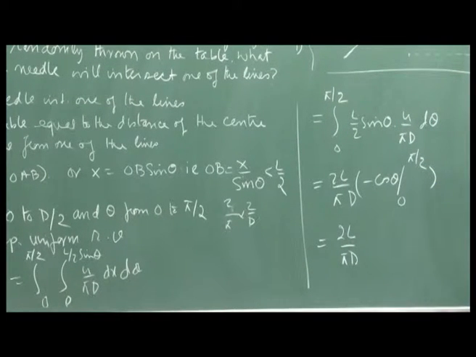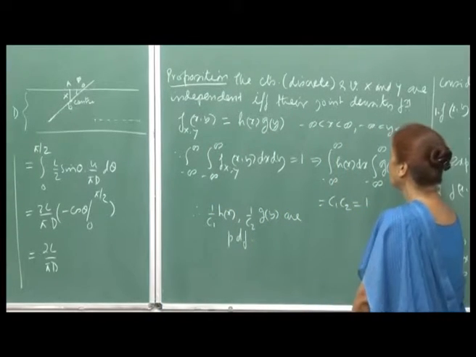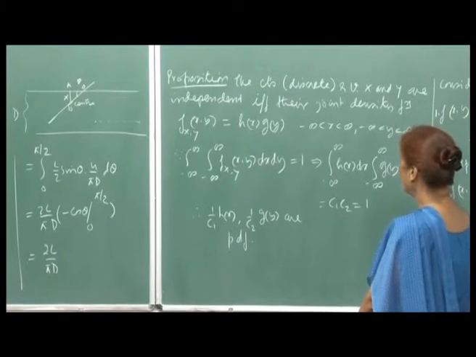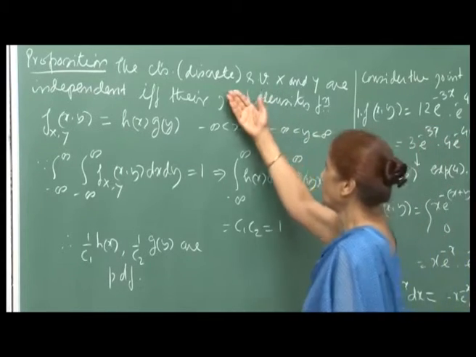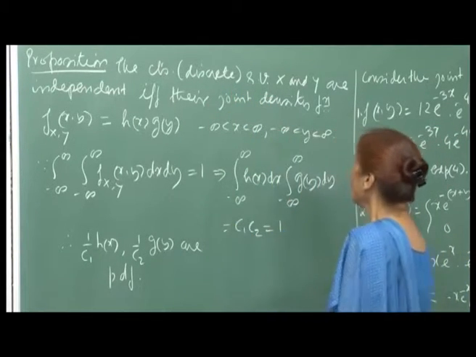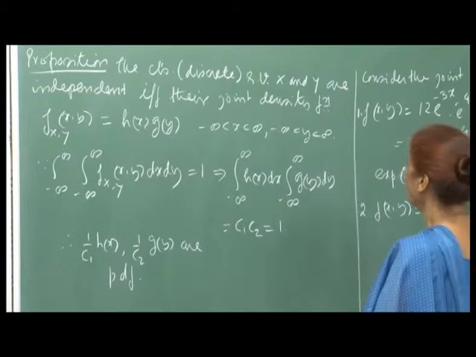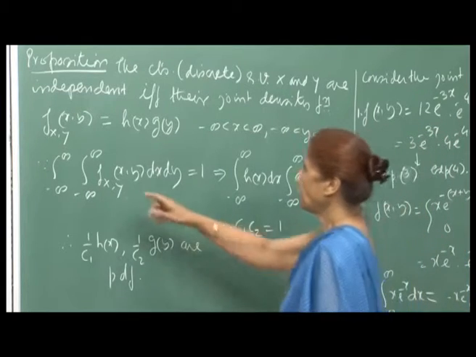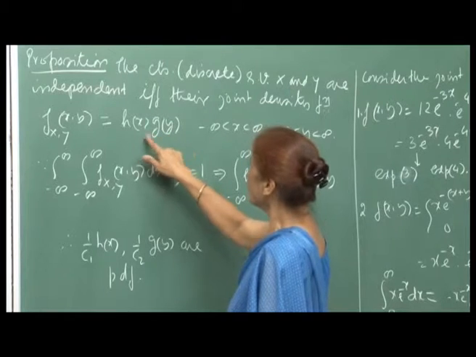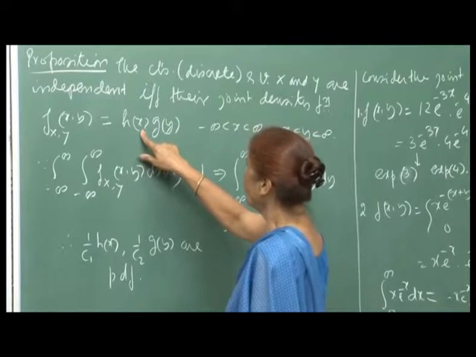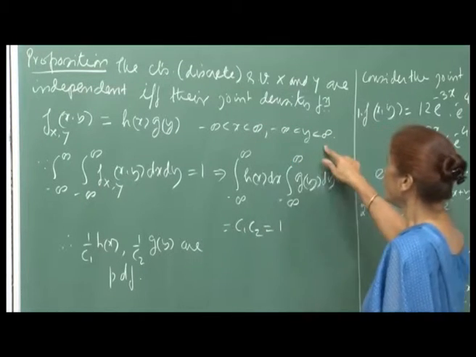Now, another proposition, and this sometimes makes life easy, and you can immediately find out the independence of the random variables. This holds for discrete and continuous both. What we are saying is that random variables x and y are independent if and only if their joint density function f x of x comma y can be written as a product of two functions h x and g y. This is solely a function of x, this is a function of y, and you see the range, the limits, are also independent.